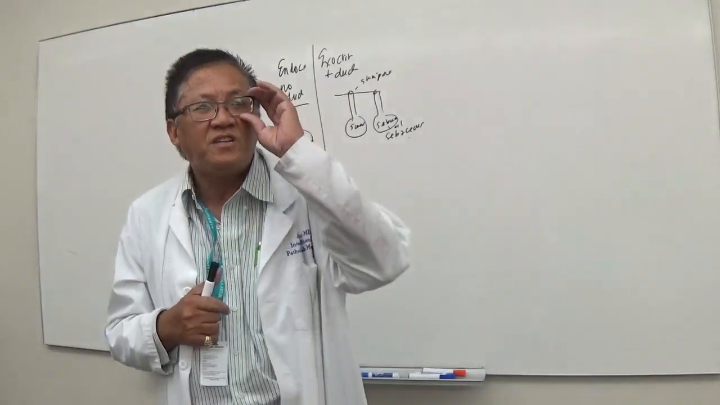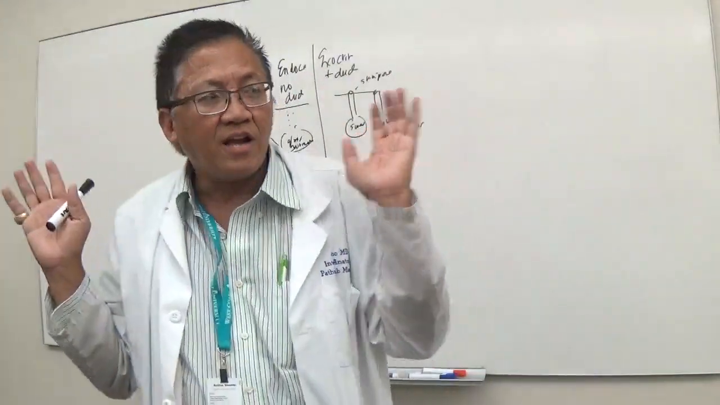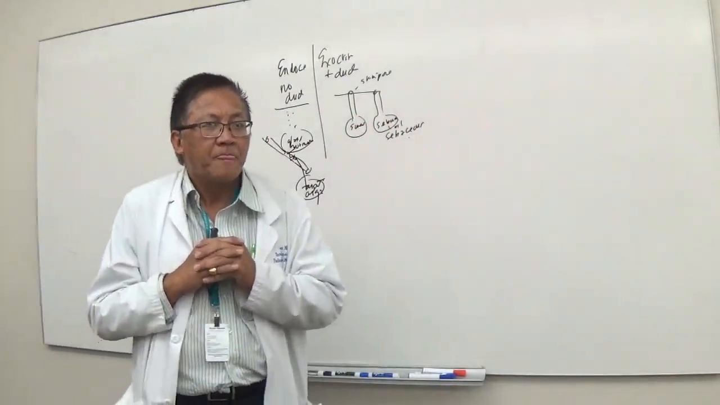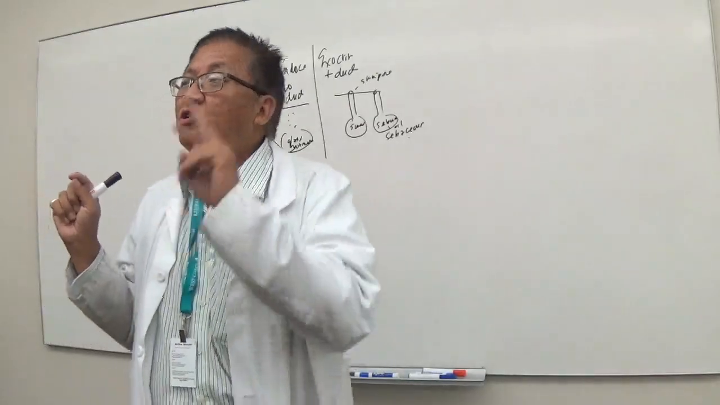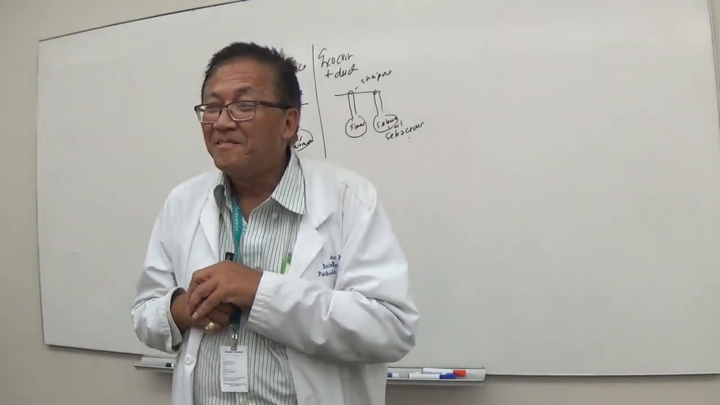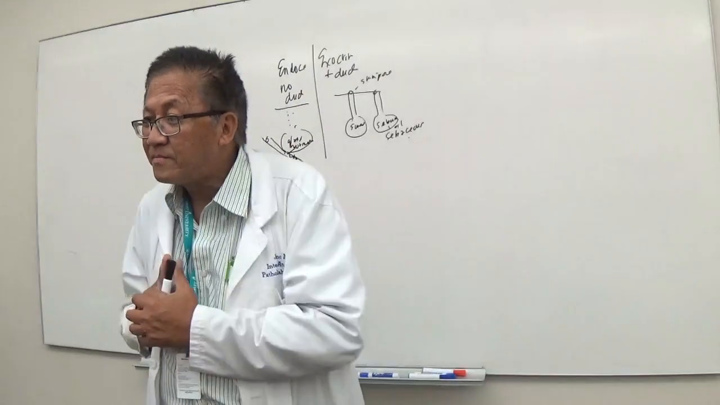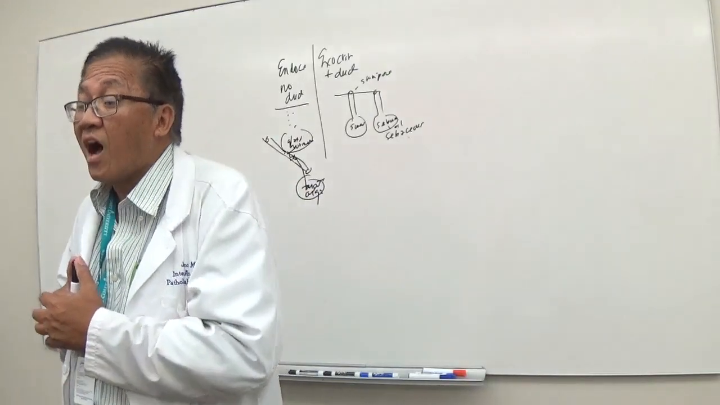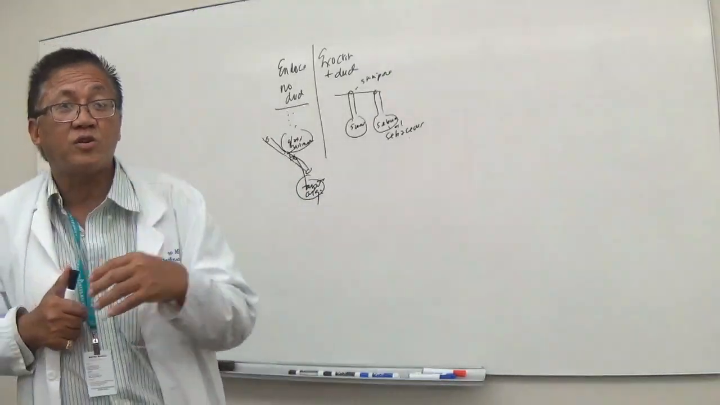What is another name for this anterior lobe? Yes? Adenohypophysis. What about the posterior lobe? Neurohypophysis. In fact, in the neurohypophysis, there are only 2 hormones there. Is that easy to remember or very easy to remember? ADH and oxytocin. What does ADH mean? Antidiuretic hormone, and oxytocin will be the second one.